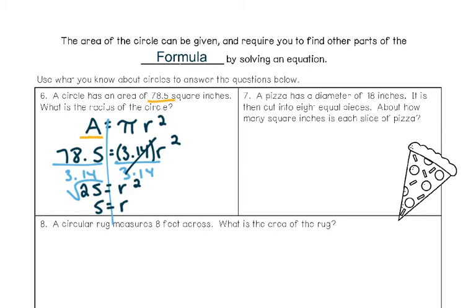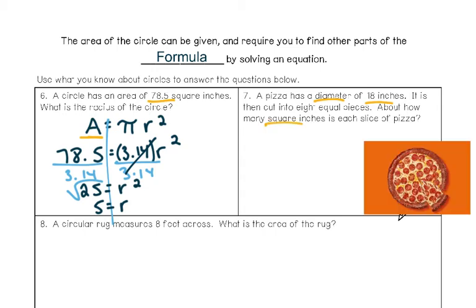Number 7 says a pizza has a diameter, I'm going to underline the word diameter, of 18 inches. It is then cut into 8 equal pieces. About how many square inches is each slice of pizza? Here is a visual of the pizza that it's talking about. I have a pizza cut into 8 separate slices. The question is asking about how many square inches is one slice of pizza.